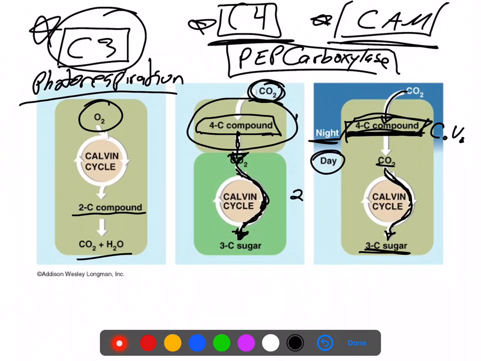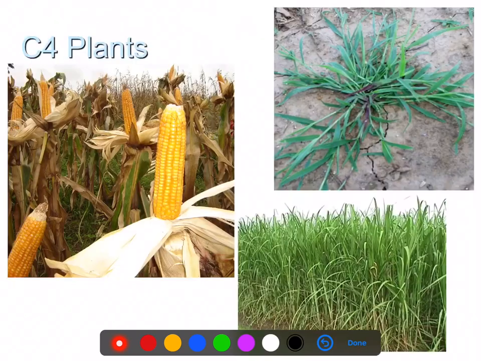All right, so I want you to know what photorespiration is. I want you to know what kind of plants have issues with it. I want you to know what the solution is and who has that solution. The solution is PEP carboxylase, and it's C4s and CAM plants that are successful because of that PEP carboxylase. So let's look at examples of these plants.